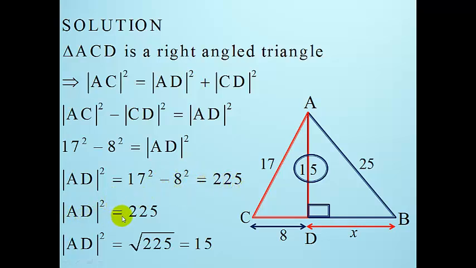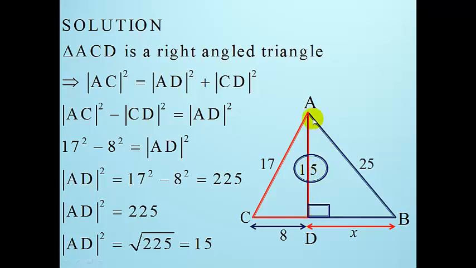Now, if AD square is equal to 225, and we want to solve for AD, it means we have to take the square root of both sides. And taking the square root of both sides, the value of AD, that's the distance from A to D, is equal to the square root of 225, and that is equal to 15. And that is how come we have 15 here. So we have the distance from A to D to be 15.